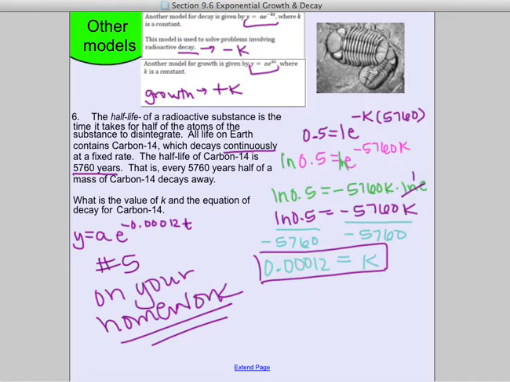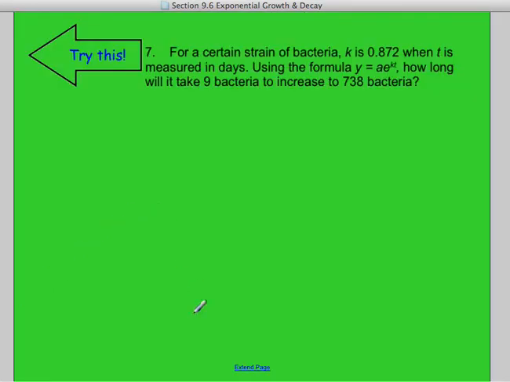All right, and one last one, number 7. For a certain strain of bacteria, k is 0.872 when t is measured in days. Using the formula, how long will it take 9 bacteria to increase to 738 bacteria? So let's just write out what we know. We know what k is. How long will it take 9 bacteria? What is that 9? That's the amount I'm starting out with. So my A is 9.